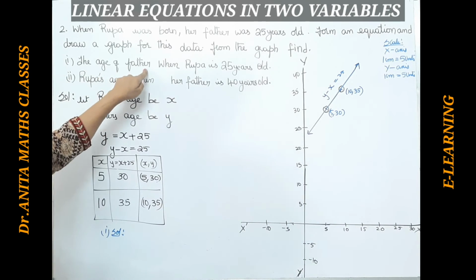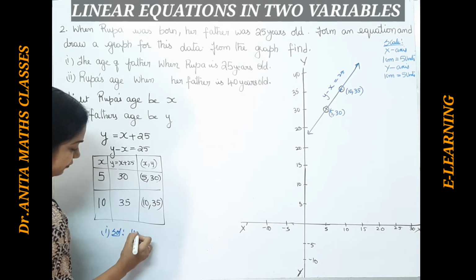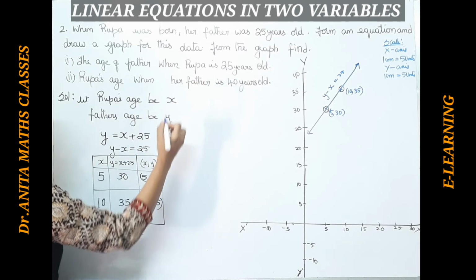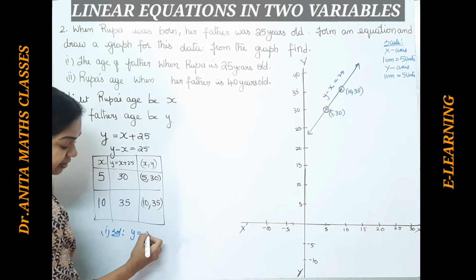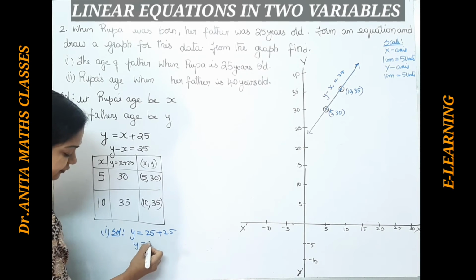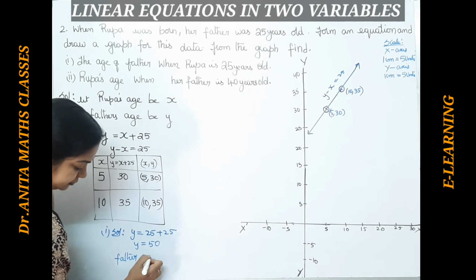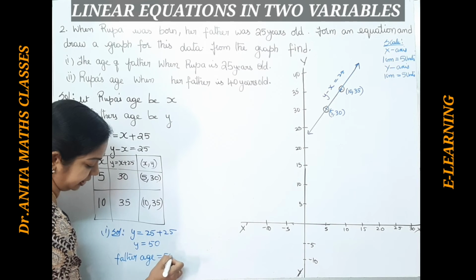Now the age of father when Rupa is 25 years. So we have supposed the age of father when Rupa's age is 25. So when Rupa is 25, it means x is 25. 25 plus 25, we are substituting, so we get 50. So father's age was 50 years.